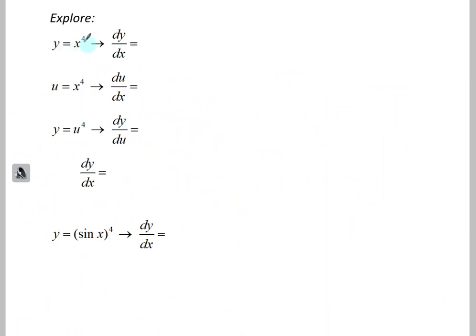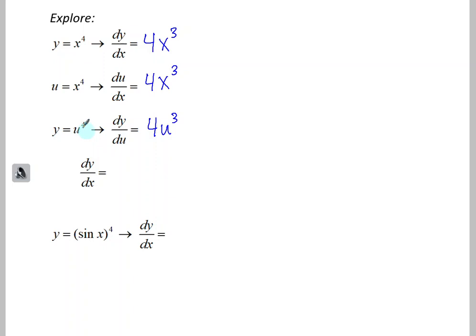If y equals x to the fourth, then the derivative of y with respect to x equals 4x to the third, simply using our power rule. Multiply by the 4, subtract 1 from the 4 makes a 3. Easy enough. If u equals x to the fourth, similarly, our derivative of u with respect to x is 4x to the third. If y equals u to the fourth, our derivative of y with respect to u is 4u cubed, because we're taking the derivative with respect to u, being that independent variable.